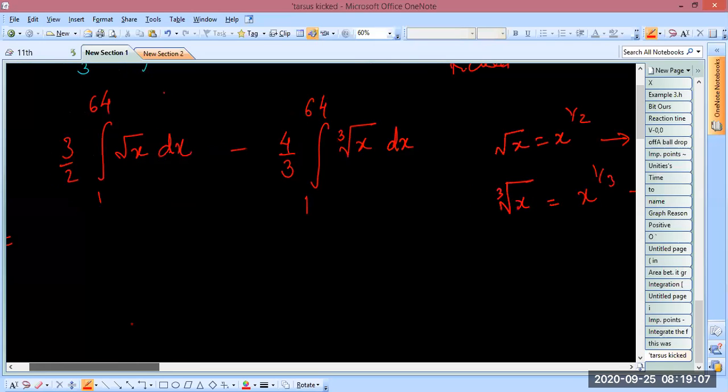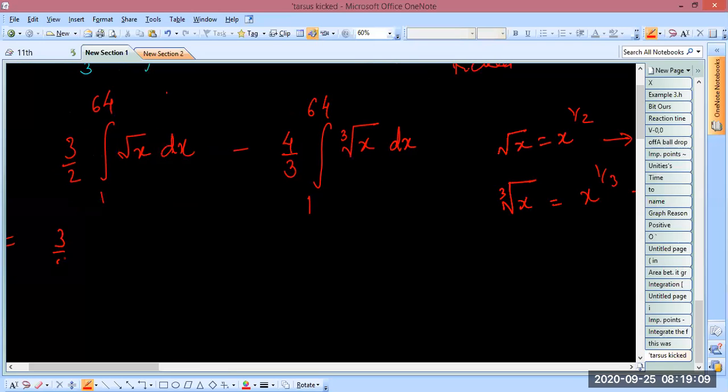Okay, so we are going to use that here. 3 by 2. This is x raised to 1 by 2, isn't it? I hope you understood what I'm saying. This is x raised to 1 by 2, right? So now if this is x raised to 1 by 2, then this is going to be x raised to 3 by 2 upon 3 by 2. Clear? Again, it's like this. 1 by 2 plus 1, by using rule number 1. All right?